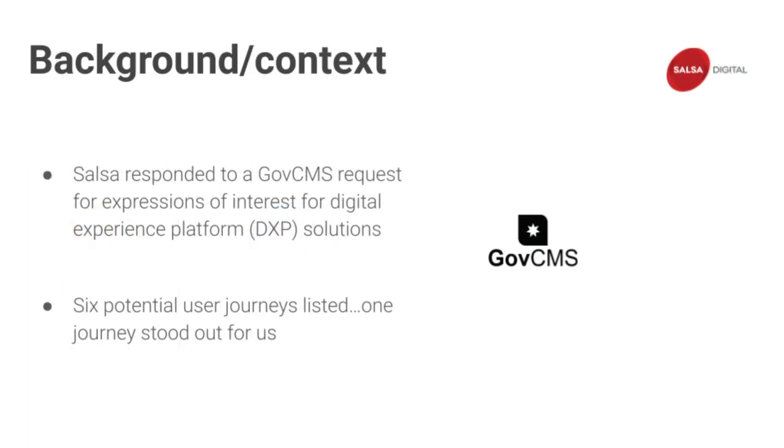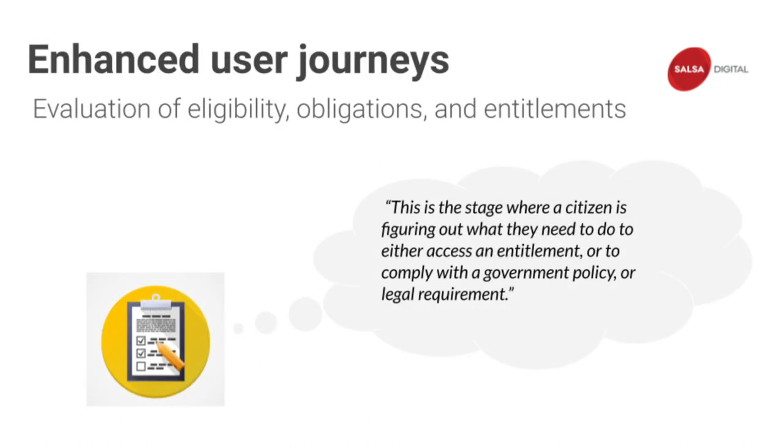Okay, so just a little bit of background or context. Salsa responded to a GovCMS request for expressions of interest for a digital experience platform solution. There were six potential user journeys listed, and one of them stood out to us in particular, which is the stage where a citizen is figuring out what they need to do to either access an entitlement or to comply with a government policy or a legal requirement. The reason why this stood out to us is because it could be solved by rules as code. And in fact, at the time, we were already working on another rules as code project that specifically looked at codifying New Zealand's Social Security Act, so that citizens could answer a few questions to find out what benefits they were entitled to and how much they should be getting as well.